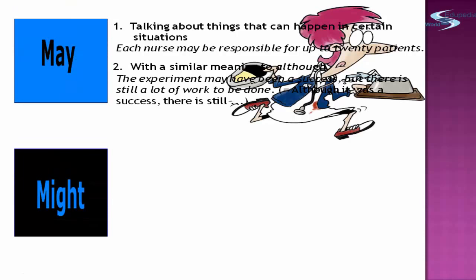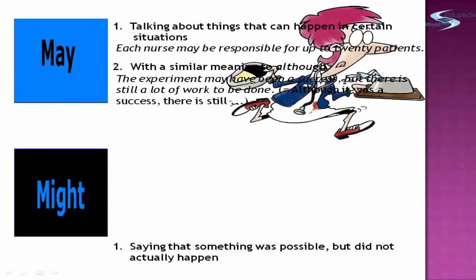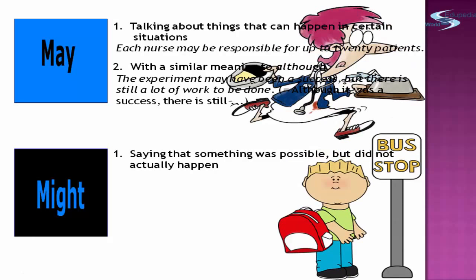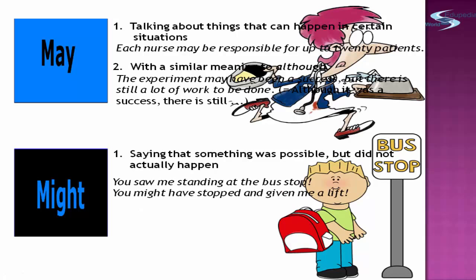Another modal verb is the verb might. It can function for saying that something was possible, but did not actually happen. You saw me standing at the bus stop. You might have stopped and given me a lift.